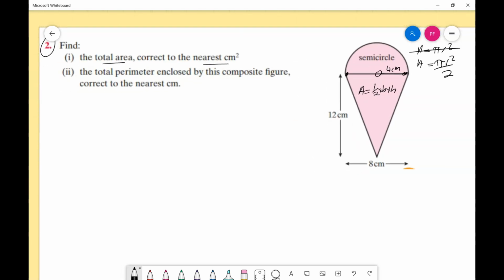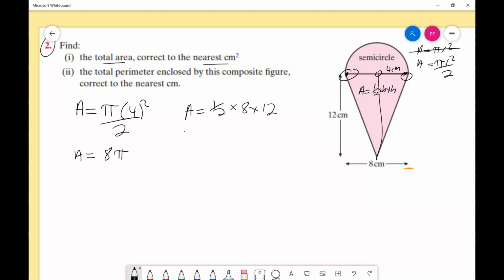Let's do our semicircle first. It's pi times r squared, which is 4 squared, over 2. So that's just going to give me 8 pi. My triangle is half the base by the height. I can see my base is going to be 8. My height is going to be 12. So half 8 by 12. What's that going to be? 48 centimeters squared. And of course this should be centimeters squared as well. So my total area, just add them together, is equal to 8 pi plus 48 centimeters squared.